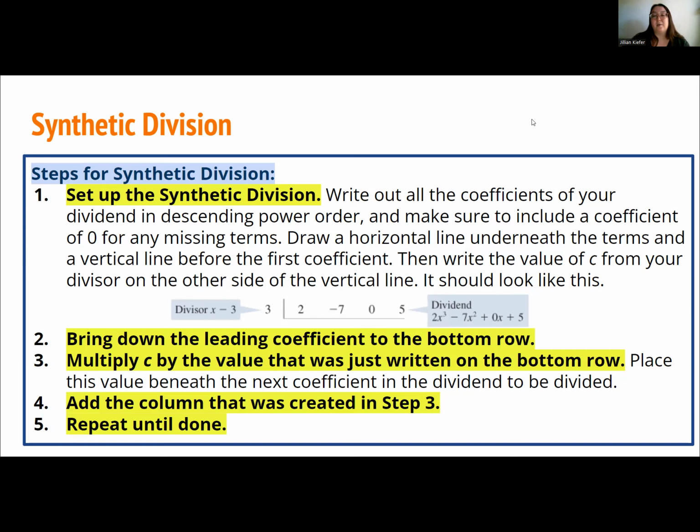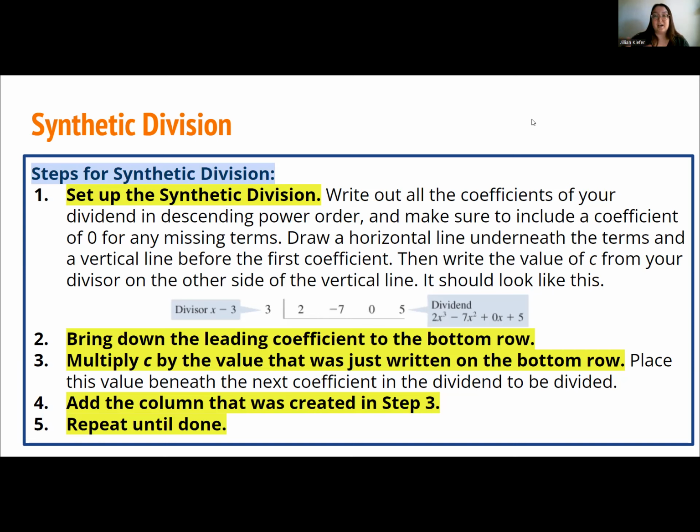So skipping that middle row, bring it straight to the bottom, and you would just recopy it. So you just take it down, recopy that number. Then step 3, you would multiply C by that value that was just written in the bottom row. You would take that result, so you have C times the number in the bottom row, and whatever that result is, you would write that in the middle row beneath the next term from the dividend. So you would write it beneath the next coefficient in order to be divided.